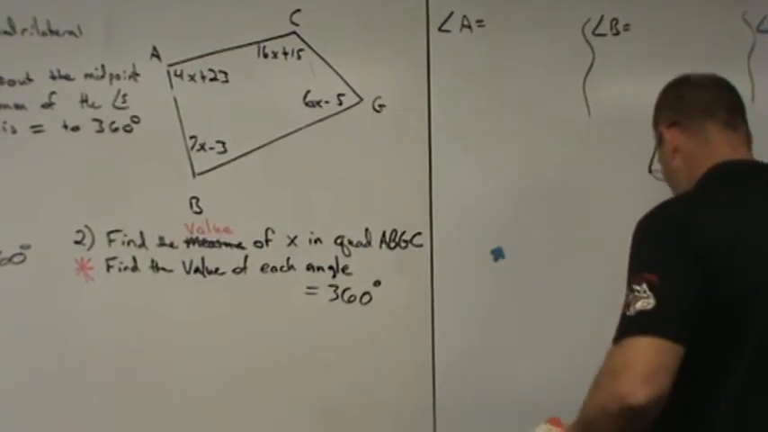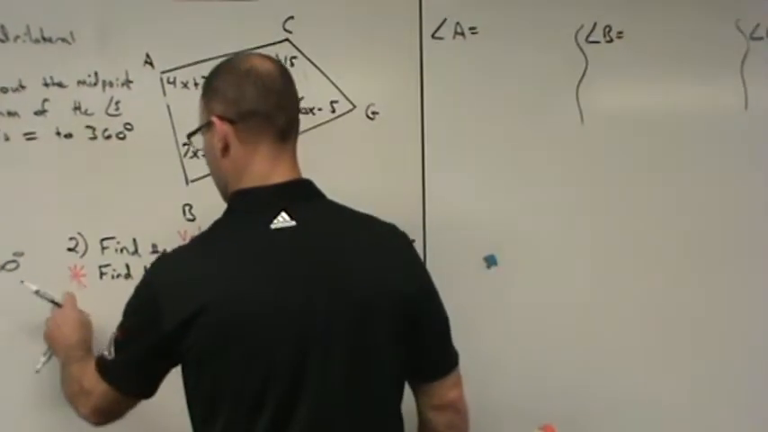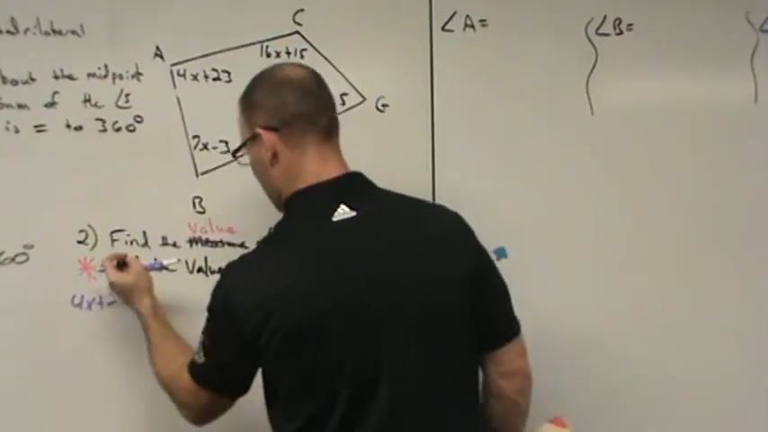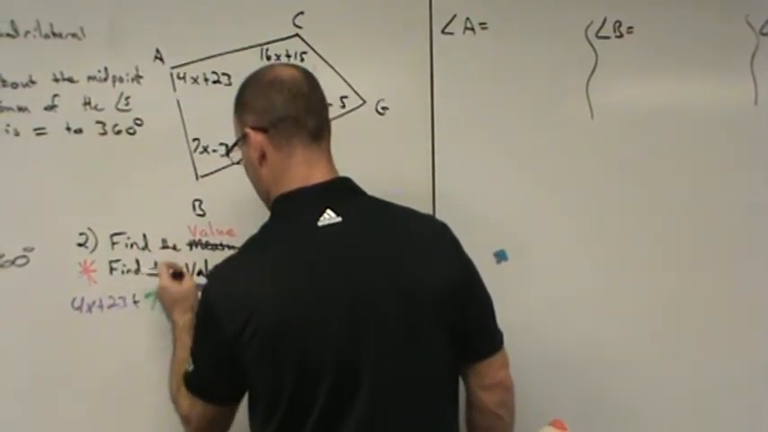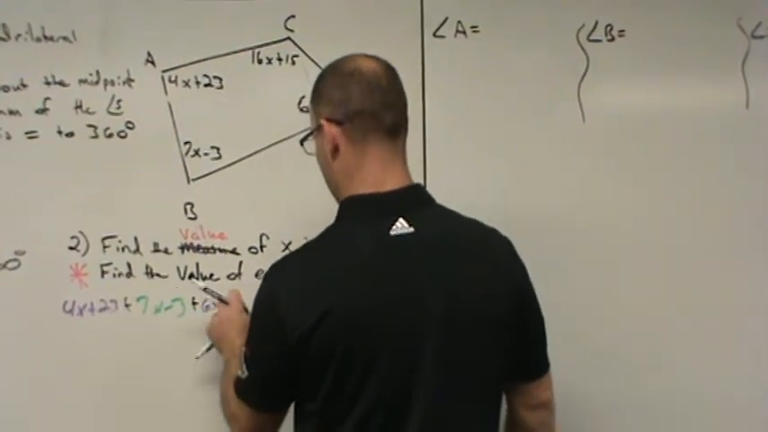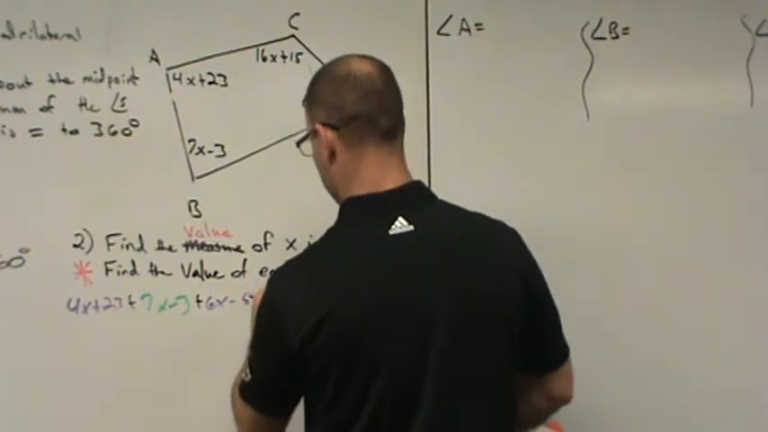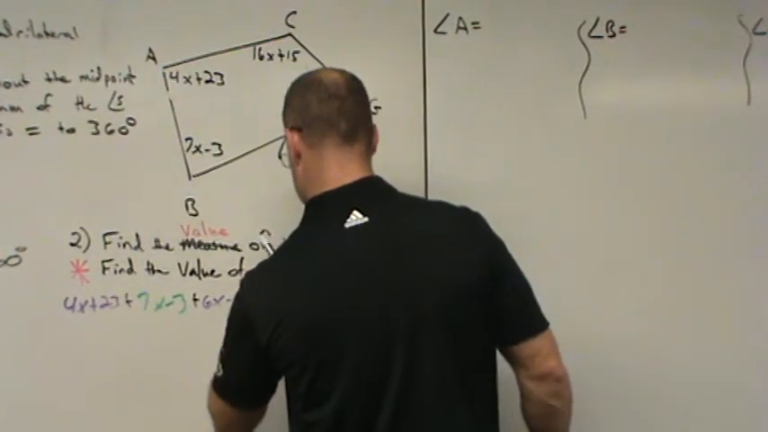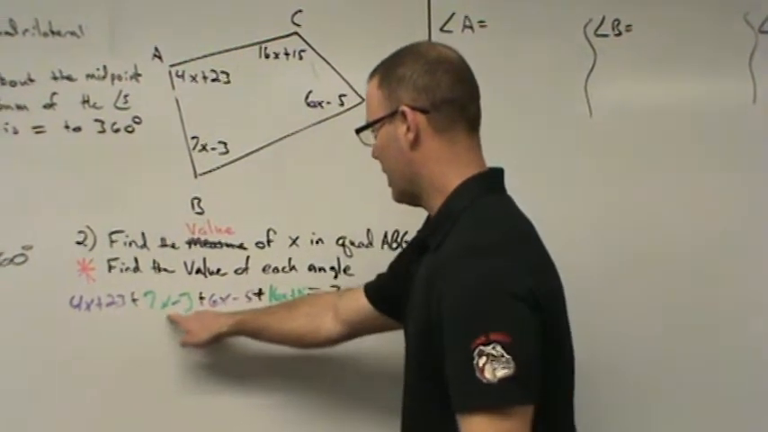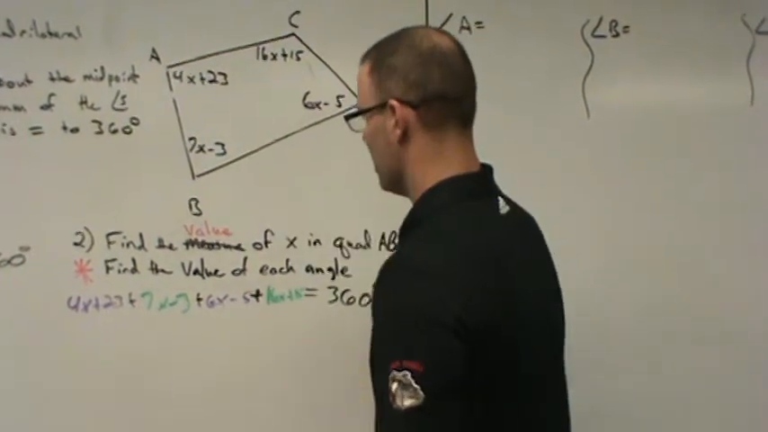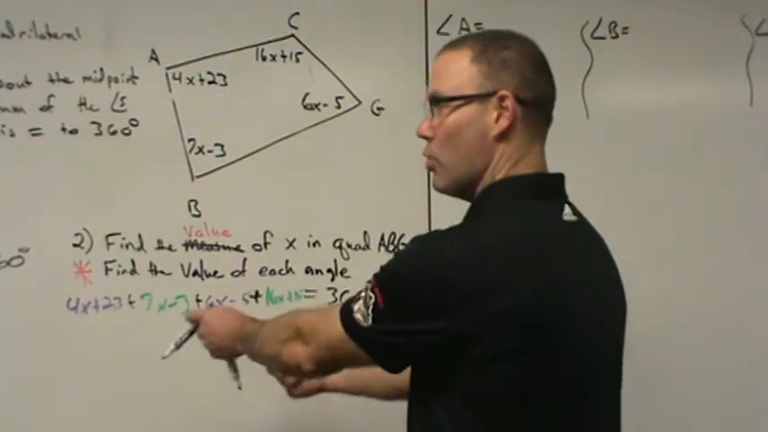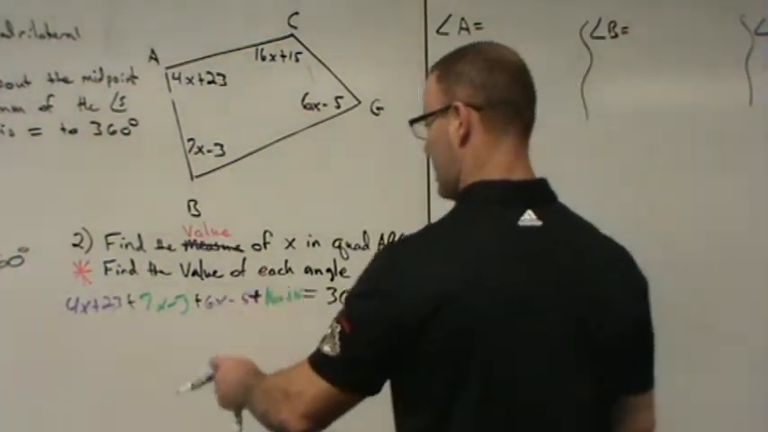Well, it's quite simple. Angle A is 4x plus 23, plus angle B, which is 7x minus 3, plus angle G, which is 6x minus 5, plus angle C, which is 16x plus 15. Right? Here's my four angles. All four angles are adding up to equaling 360. That's exactly what I said. I wrote out exactly what I said. All right, so try and make that connection.